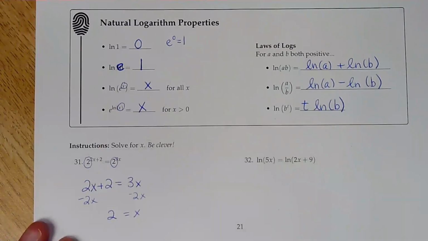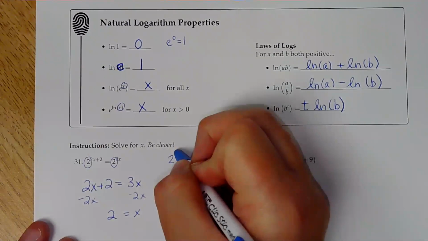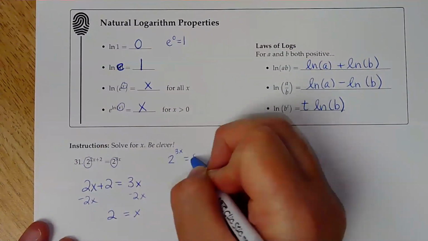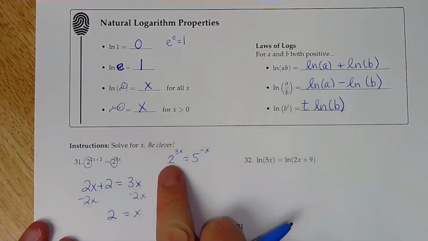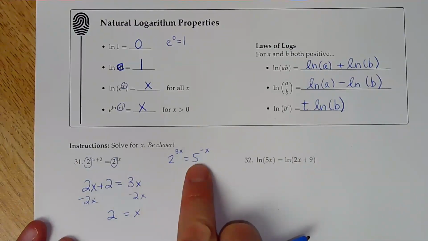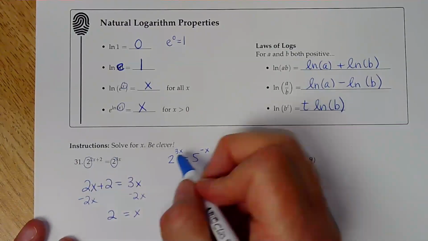This trick does not work if you had something like 2 to the 3x is equal to 5 to the negative x, because they're different bases here. So this trick doesn't work for that. It only works if you have the same base.